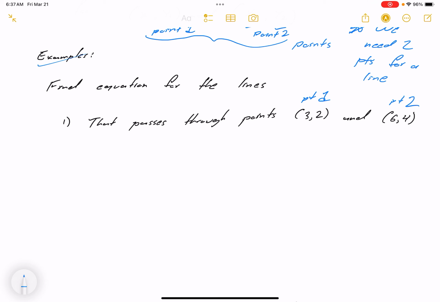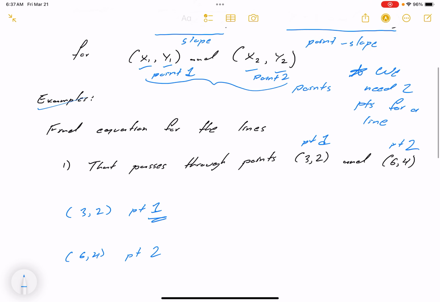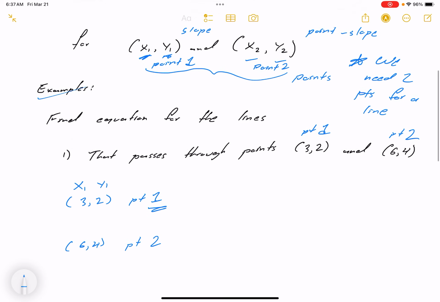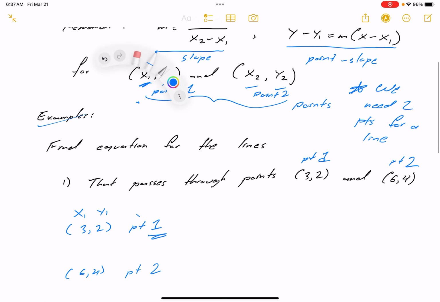So let's label them. For point 1, we're going to have 3, 2. This is going to be your point 1. And this is going to be 6, 4. This is going to be your point 2. Now let's label them. What does point 1 correspond to? It corresponds to x sub 1 and y sub 1, right? Where the 3 is at, it's going to be your x coordinate. That's going to be x sub 1 and y sub 1. So that is how we do it.